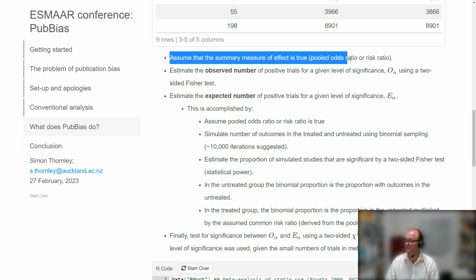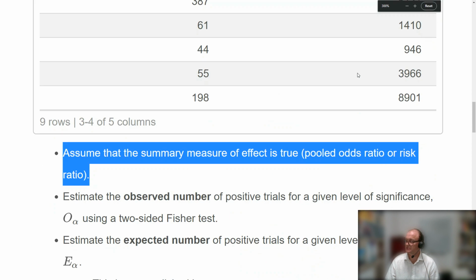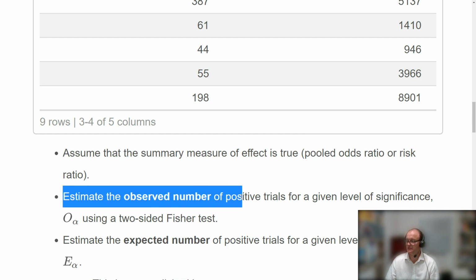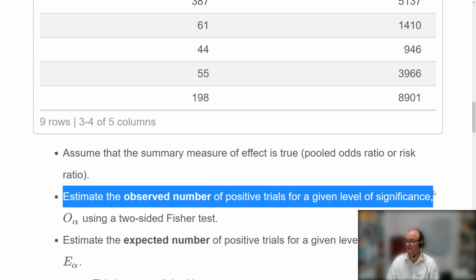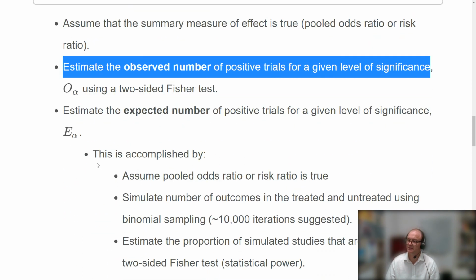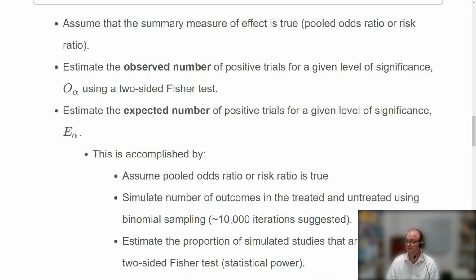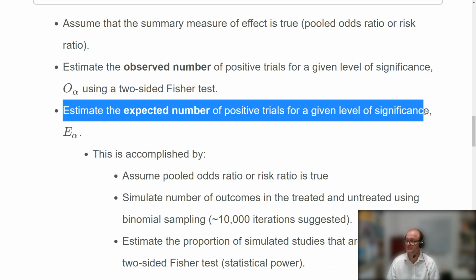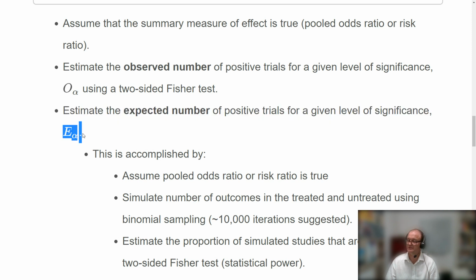Well, we assume that the summary measure of the effect is true, the pooled odds ratio or risk ratio, and then we estimate the observed number of positive trials for a given level of statistical significance. So O for observed, sub alpha, using a two-sided Fisher test. Then we estimate the expected number of positive trials for a given level of significance, which is E sub alpha.